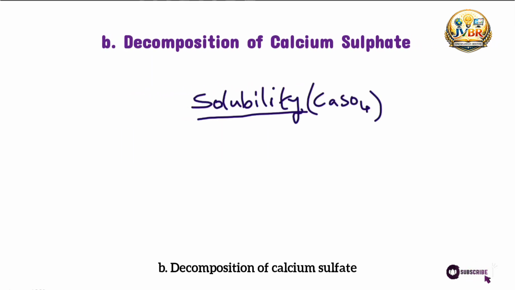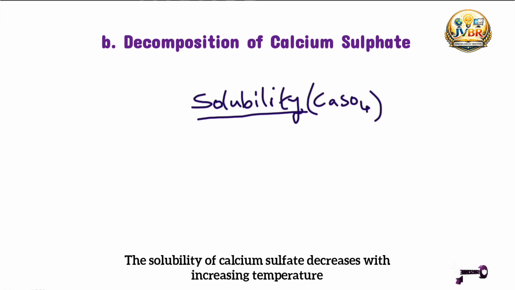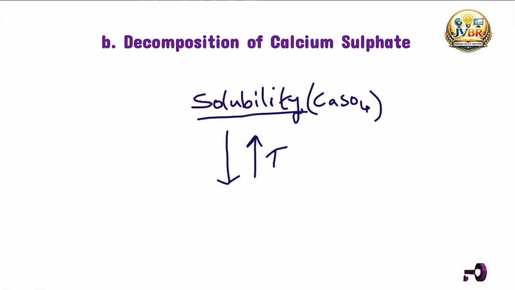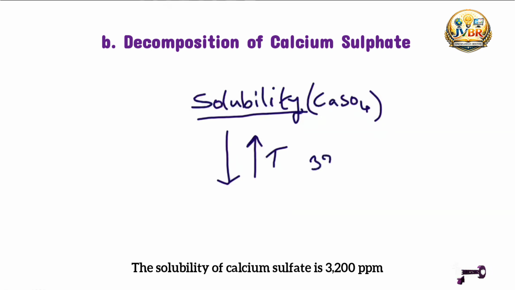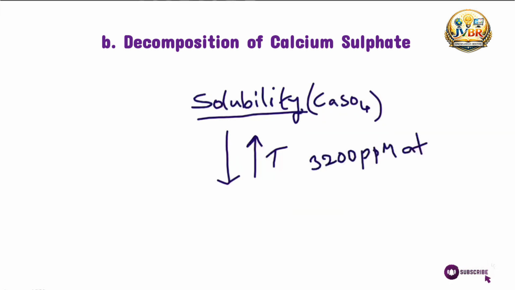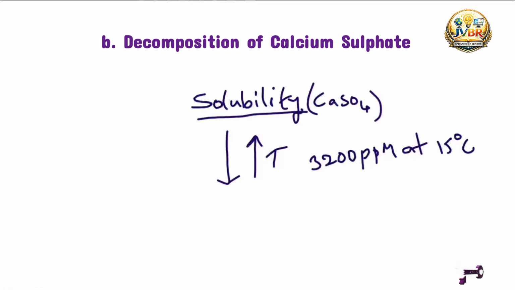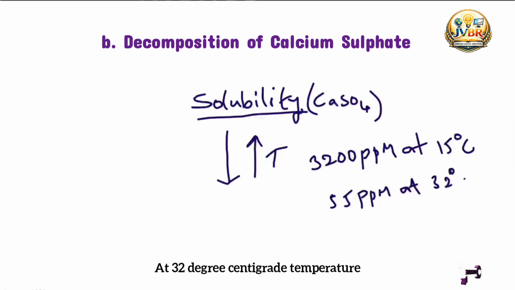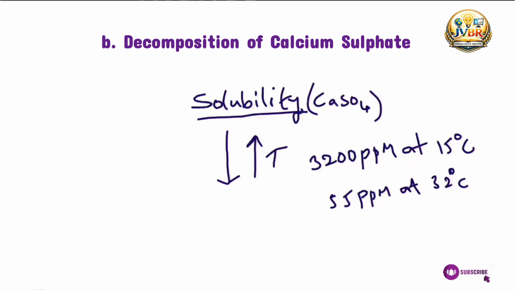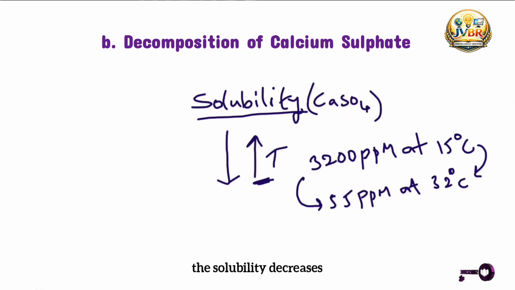Decomposition of calcium sulfate. The solubility of calcium sulfate decreases with increasing temperature. The solubility of calcium sulfate is 3200 ppm at 15 degrees centigrade temperature, but it is reduced to 55 ppm at 32 degrees centigrade temperature. With increasing temperature, the solubility decreases, so it forms as scales.